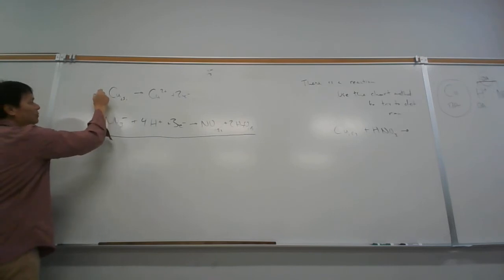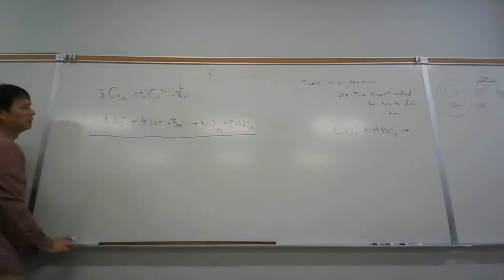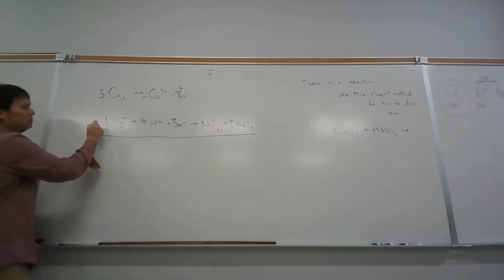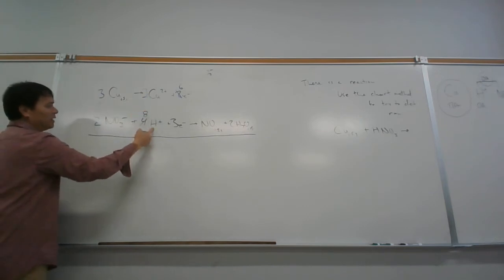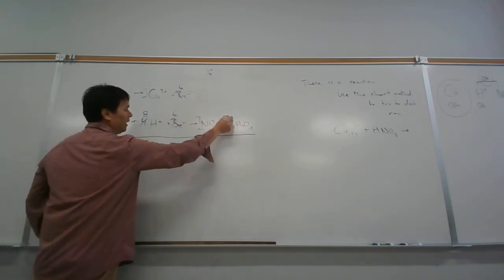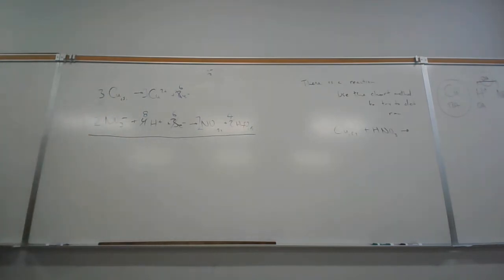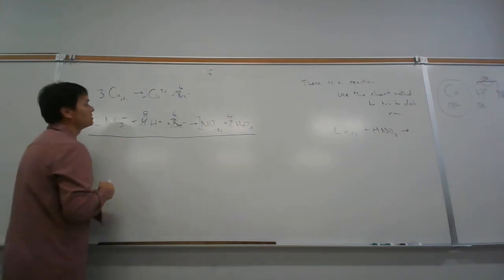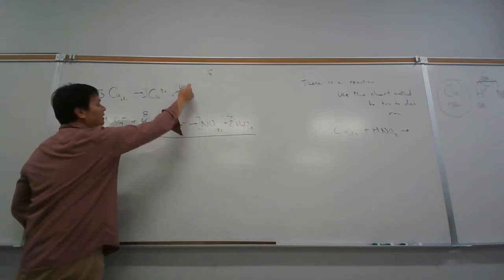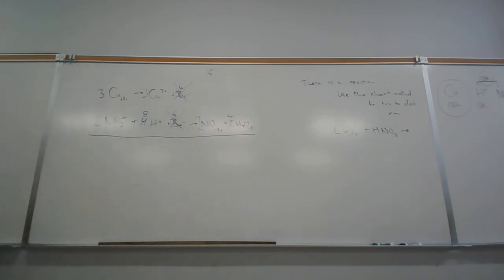So if I multiply this one by 3, that gives me 3 copper ions and 6 electrons. If I multiply the second one by 2, that gives me 2 nitrates, 8 H plus, 6 electrons, 2 NO, and 4 H2O. Okay, now I can combine them because I need the electrons to balance. I have 6 electrons on the right side and 6 electrons on the left side, and we can cancel those out. And then we'll just add everything up.